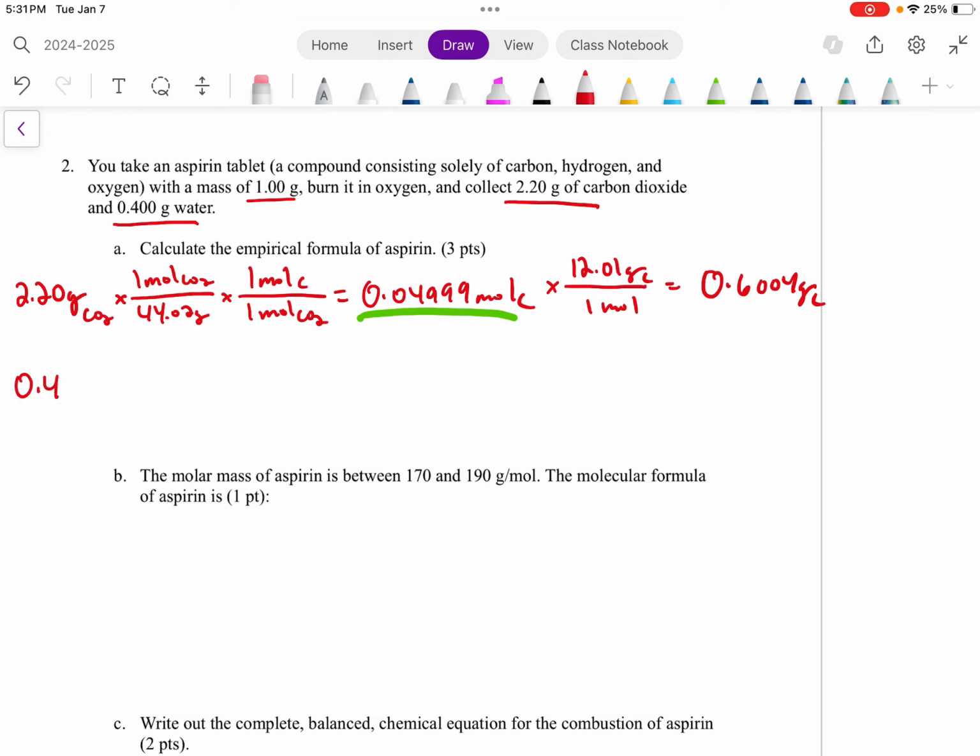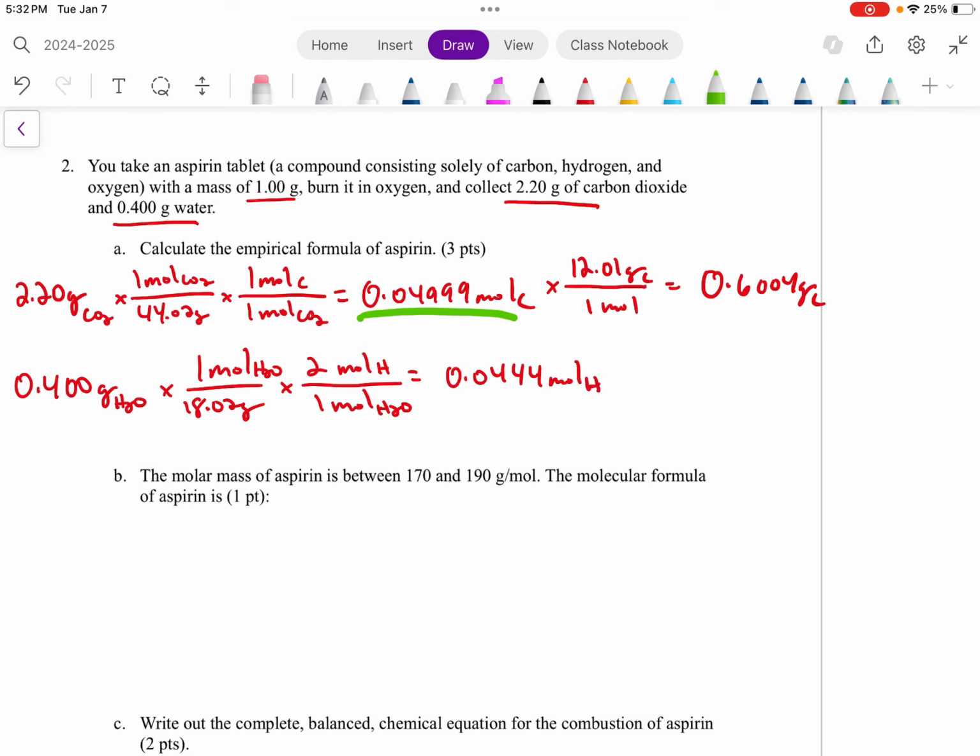So then I went to the water, grams of water, and did the same thing. 1 mole of water is 18.02 grams. Then in this case, there's 2 hydrogens for every 1 water. So that was a key point there. Again, stop to solve and got that many moles of H. But I know I need to keep going because I need the grams as well. So there's 1.01 grams of hydrogen in 1 mole. And that gives me the same grams of hydrogen.